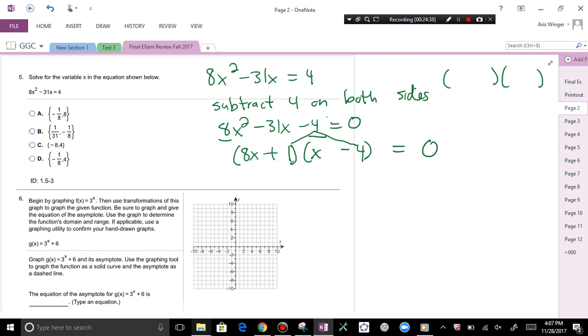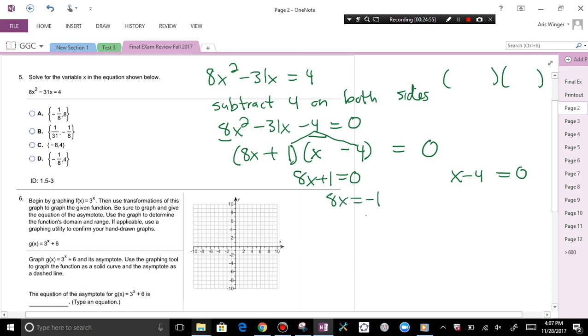So then you set each thing equal to 0. The answer is D. So then 8x equals -1. Subtract 1 on both sides. Divide by 8. X is -1/8. Or on this side, you would add 4 to both sides. 4 comma negative 1/8 is D.